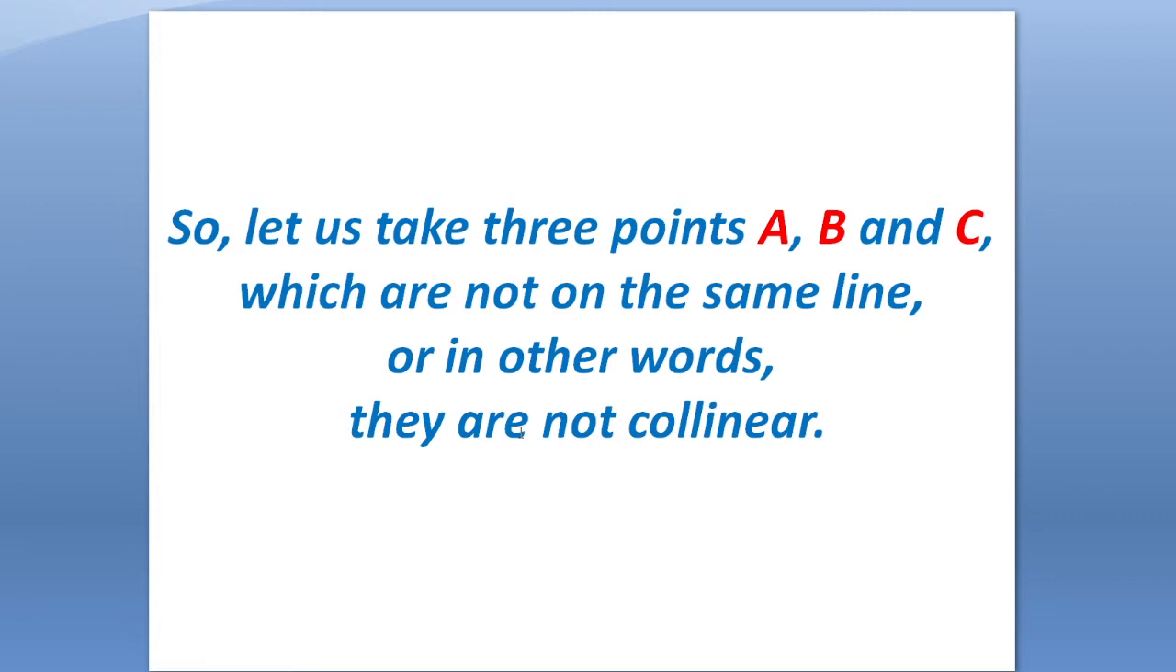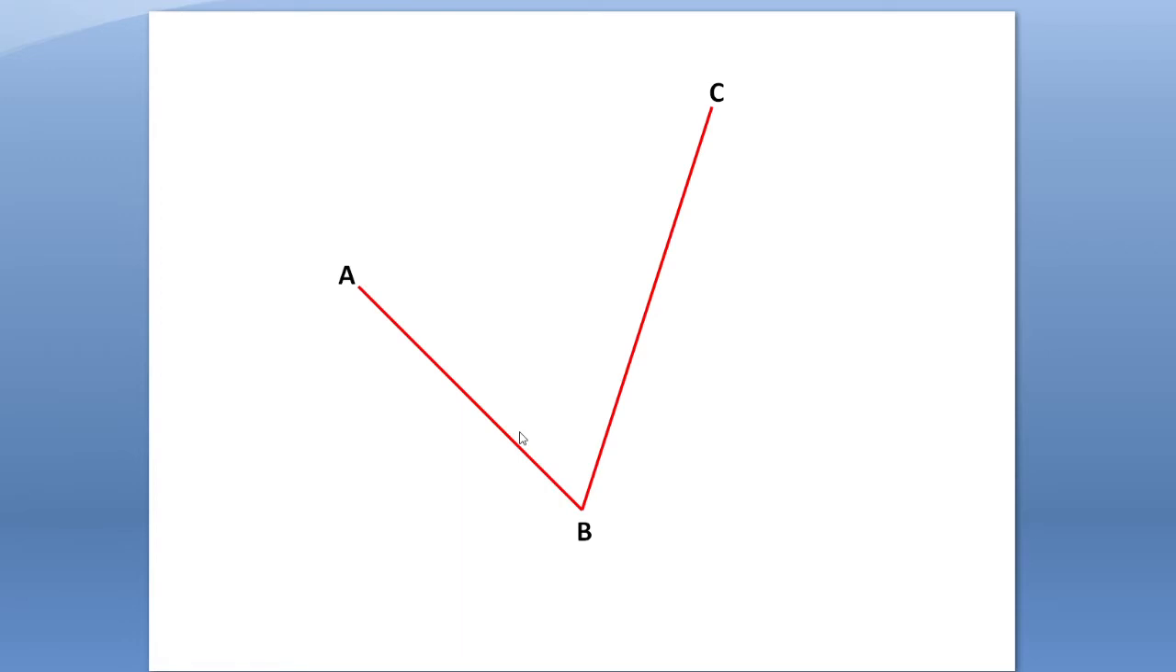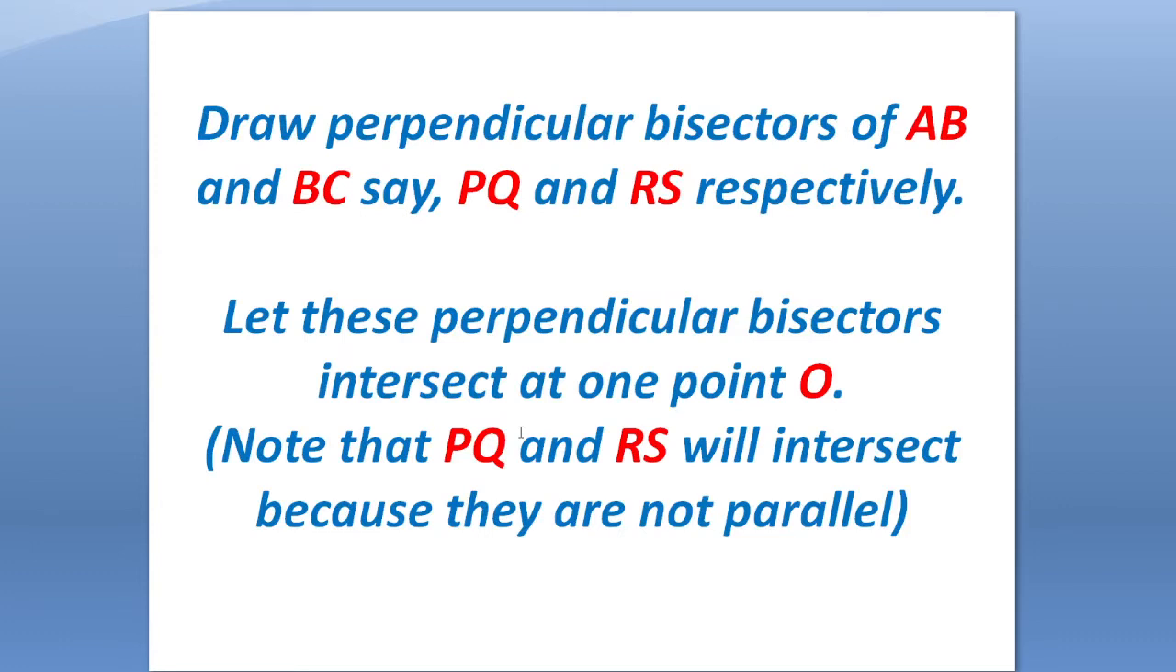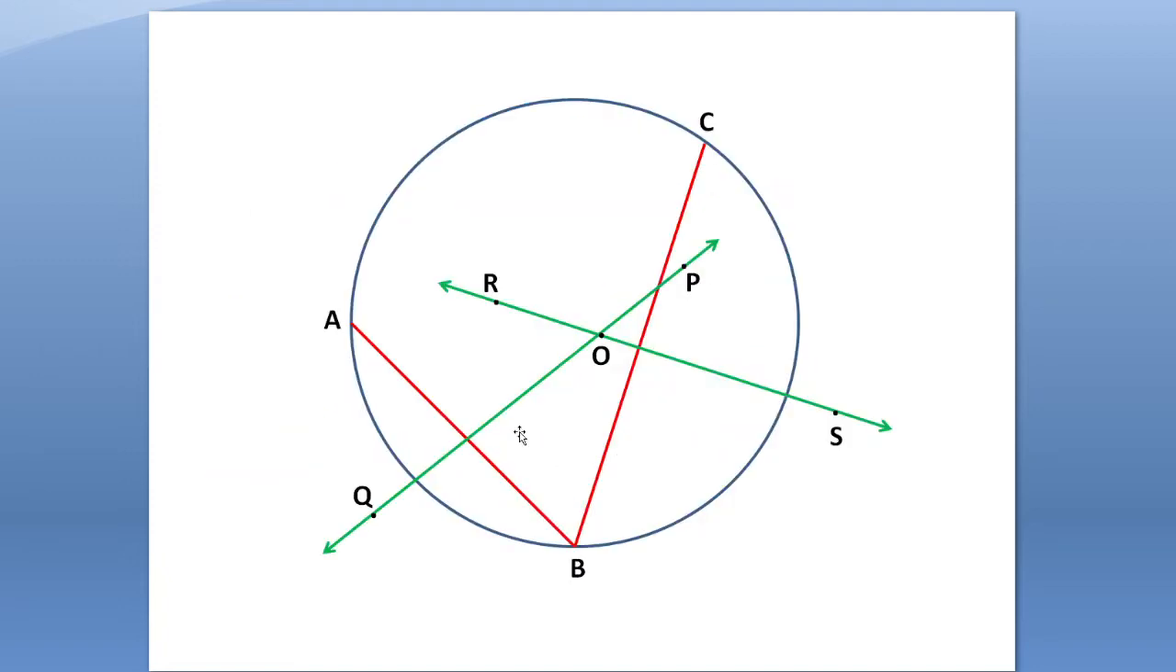So let us take 3 points A, B and C which are not on the same line, or in other words they are not collinear. So what happens? See here, 1, 2 and 3, A, B and C, 3 points. So draw perpendicular bisector of AB and BC, say PQ and RS respectively, and these perpendicular bisectors intersect at one point O. Note that PQ and RS will intersect because they are not parallel. See here like this.